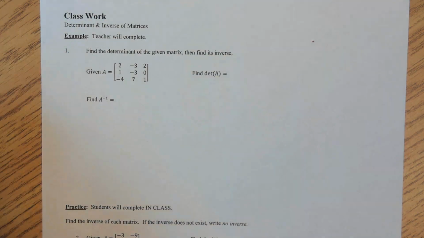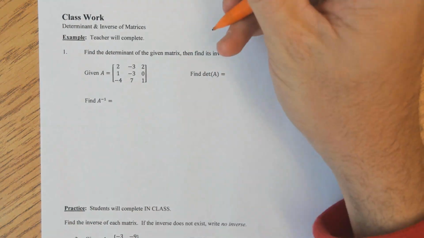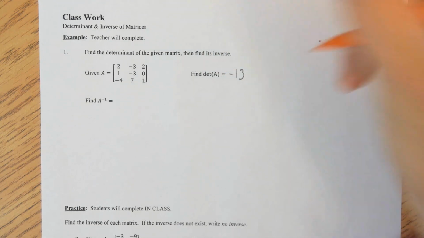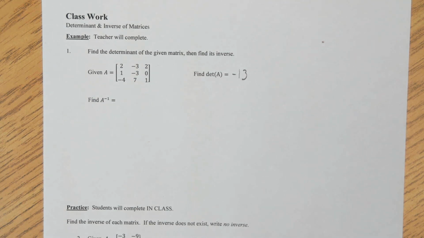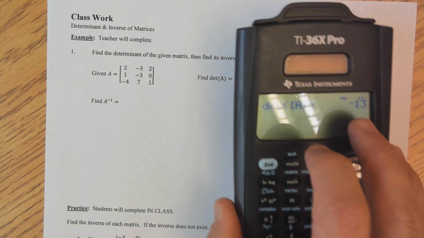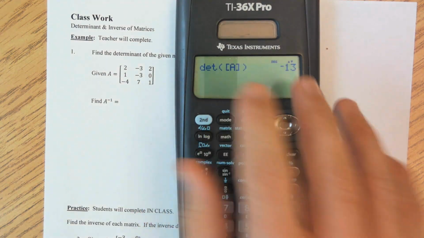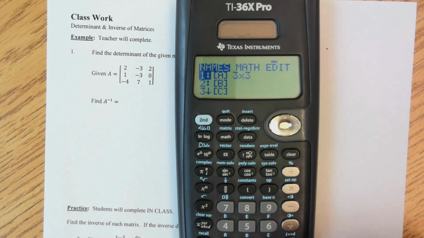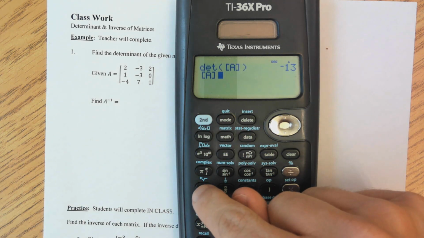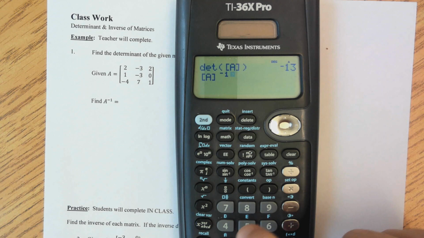So I just found the determinant to be -13. So yes, this does have an inverse. So how do we go about doing that? Well, okay, all we're going to do is this. We're going to go back. We're going to go second math, and I'm going to select that A again, enter, and now look at my symbol there. What is my A being raised to? A -1. So I'm going to hit my exponent button here and just raise it to a -1. Hit enter.